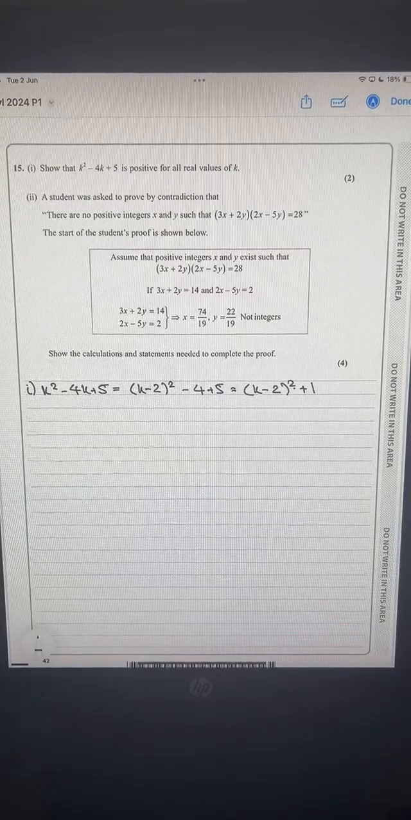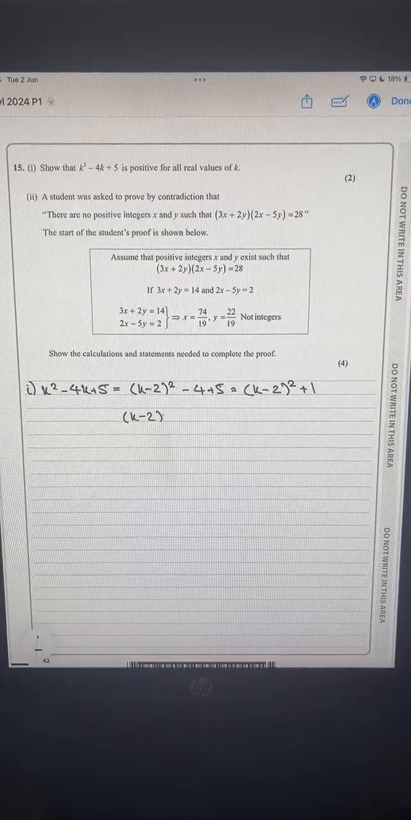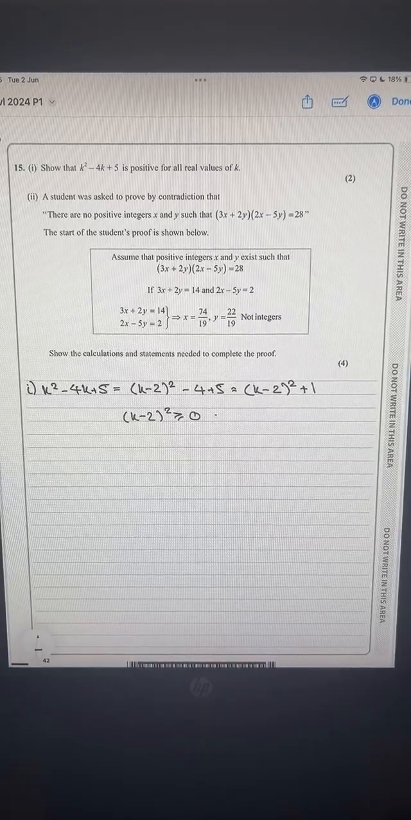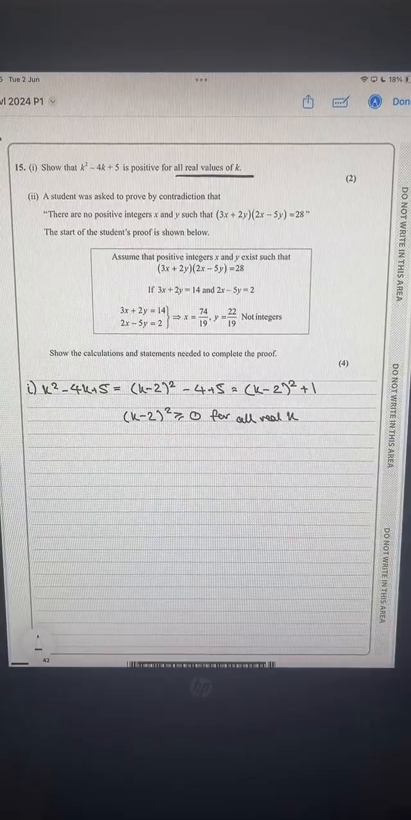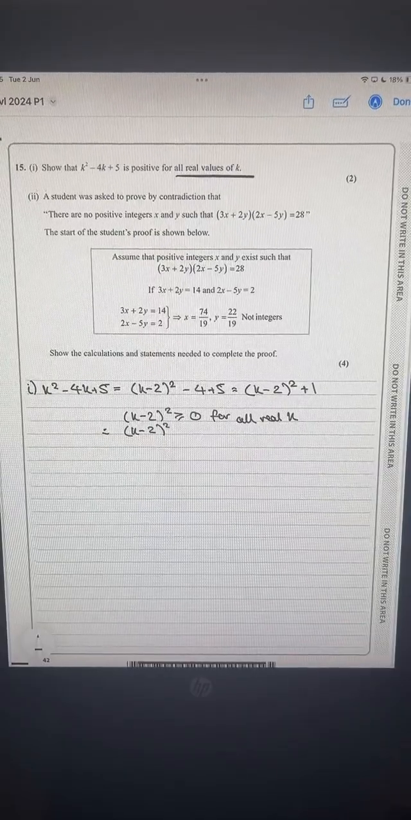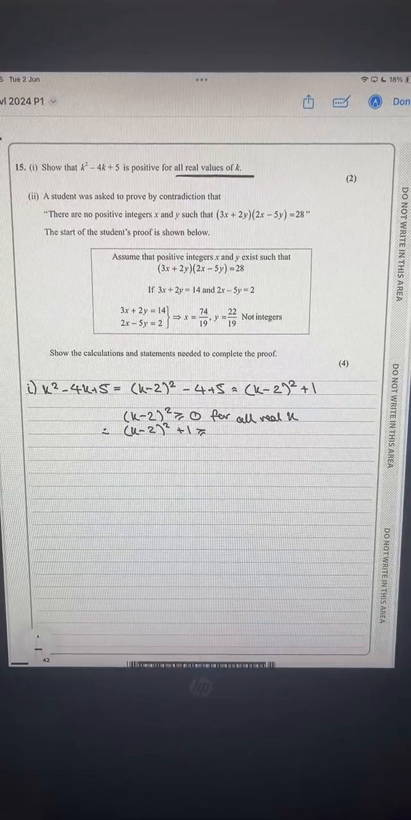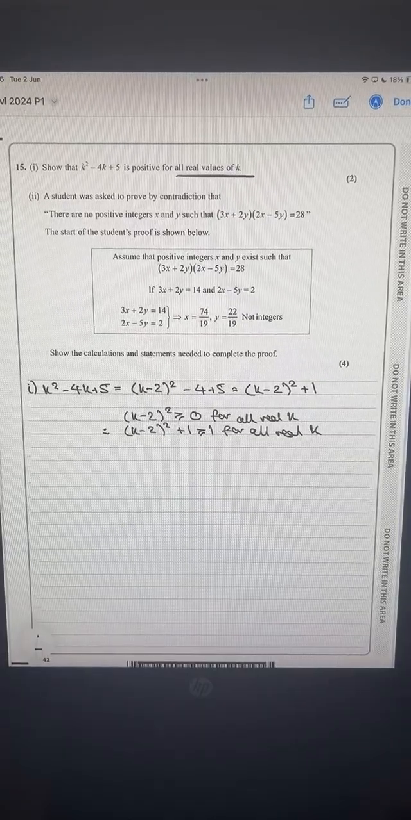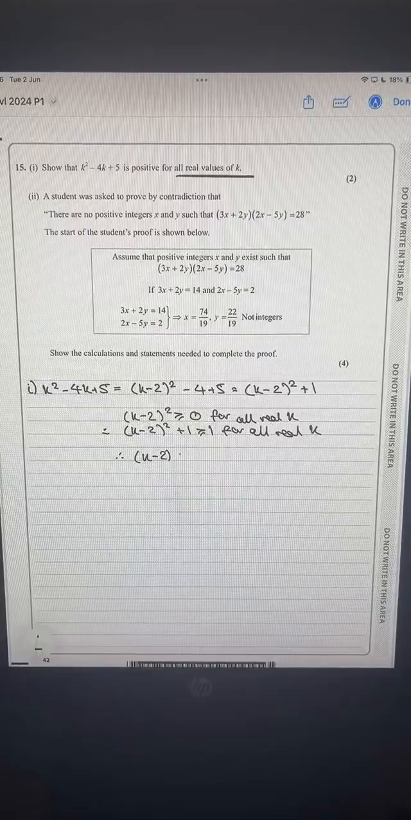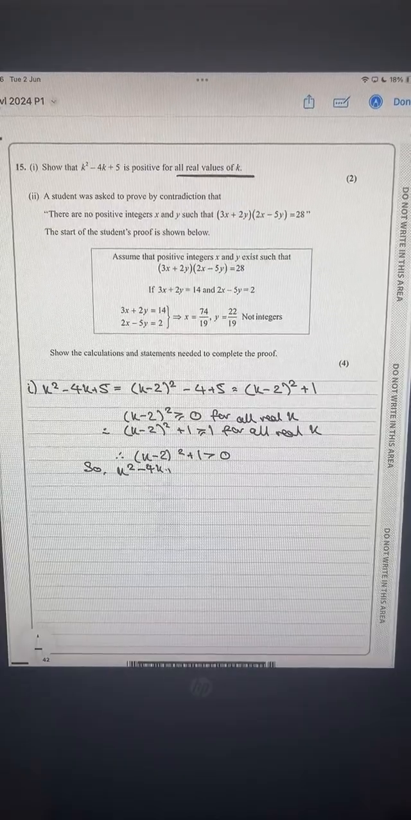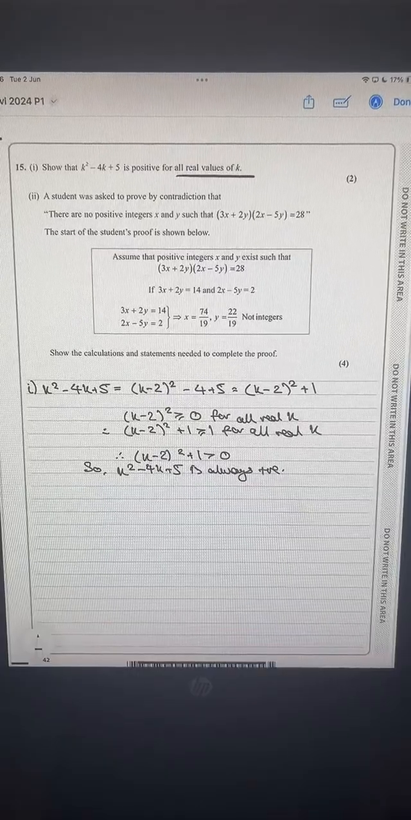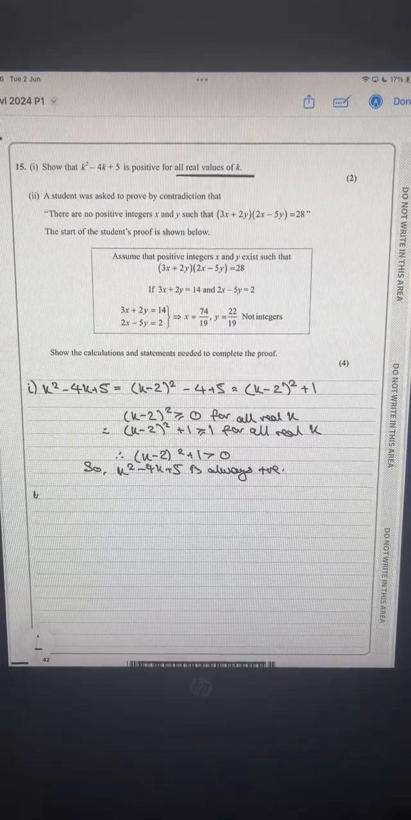Well, we know that anything squared is always going to be greater than or equal to 0. So we can just say (k minus 2) squared is greater than or equal to 0 for all real k, because they say for all real values of k. Therefore, (k minus 2) squared plus 1 is always going to be greater than or equal to 1 for all real k. Therefore, (k minus 2) squared plus 1 is greater than 0. So, k squared minus 4k plus 5 is always positive. So that's how I did the first part of the question.